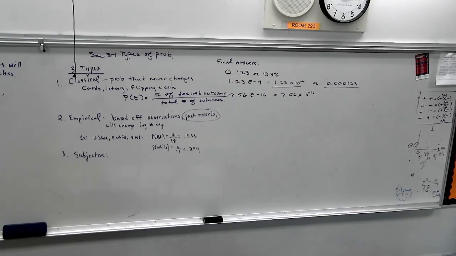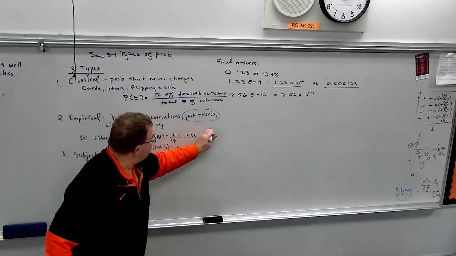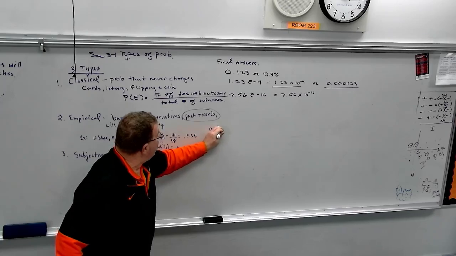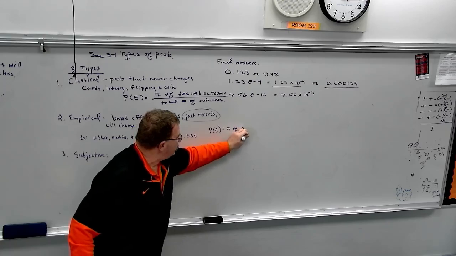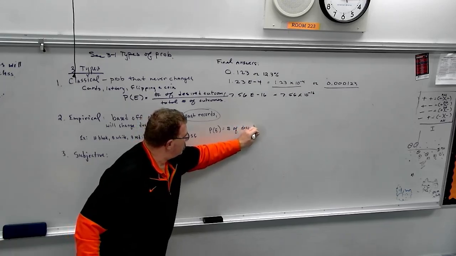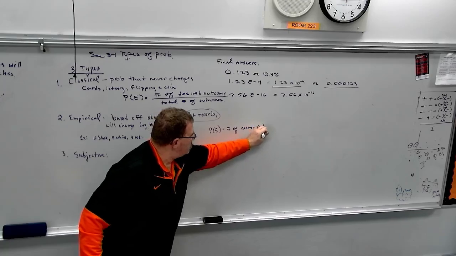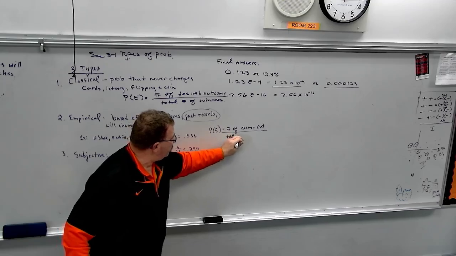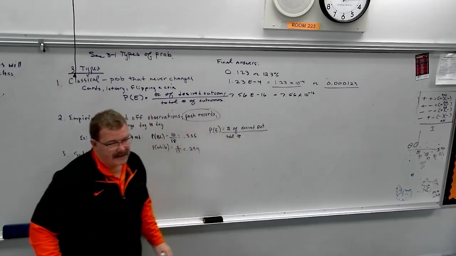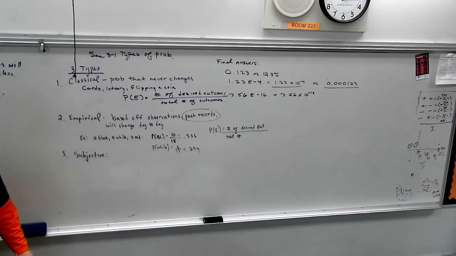That's empirical. The formula is identical. It's the number of desired outcomes divided by the total number. So the probability is the same in terms of how we calculate it: the desired amount divided by the total amount.